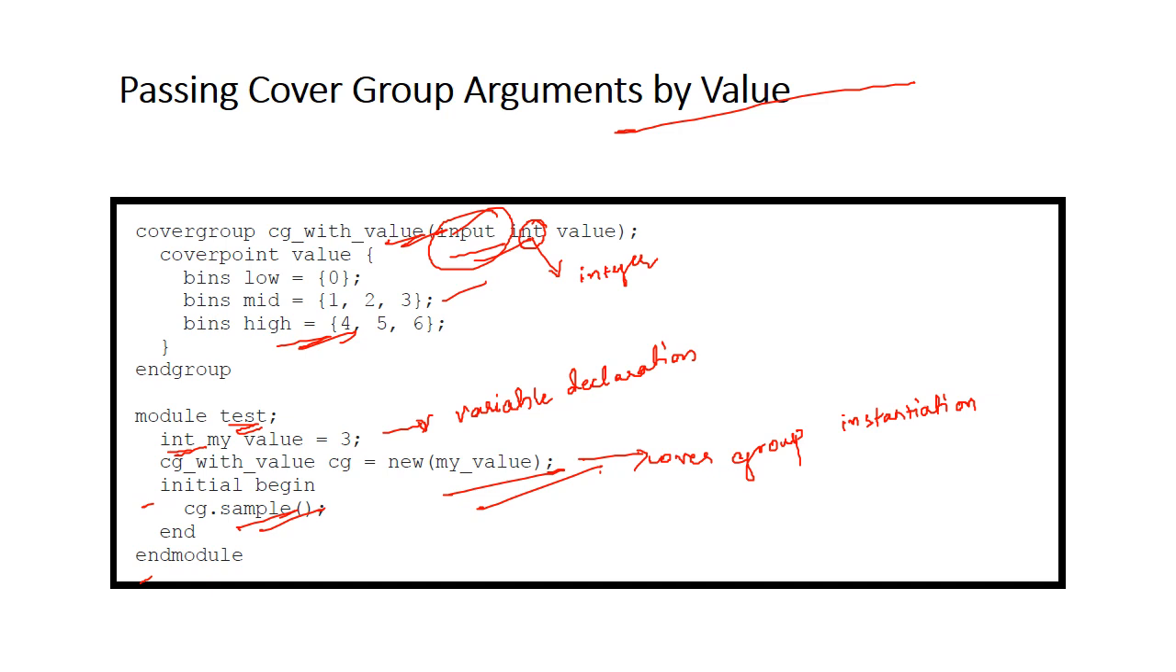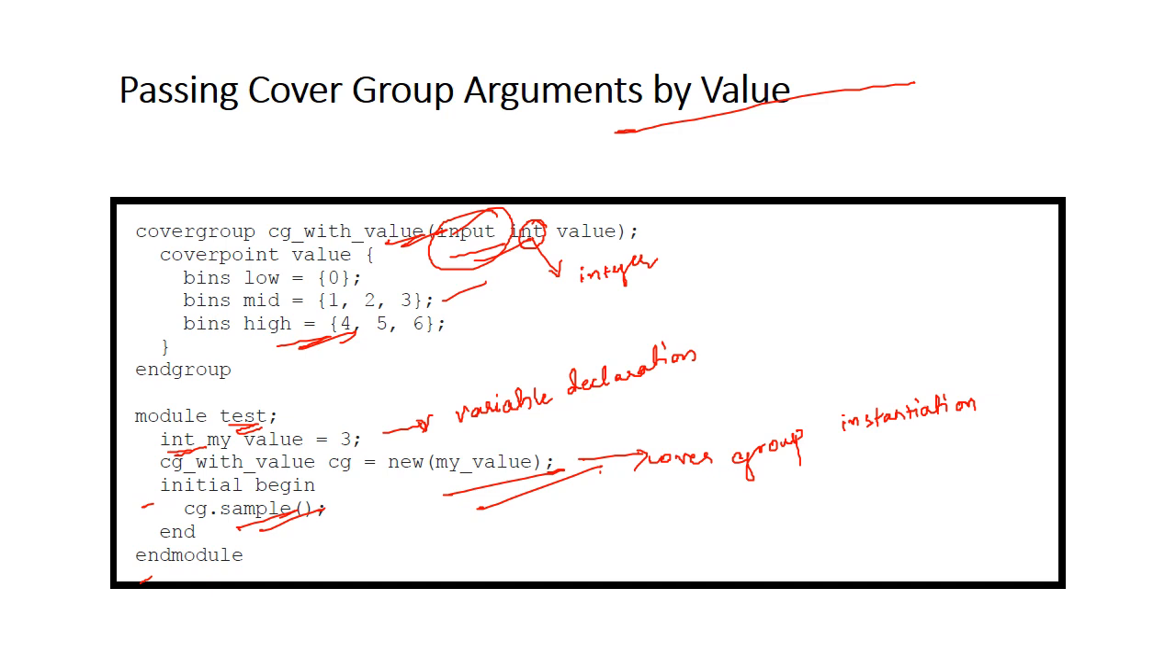And then we have an initial block over here. This block is going to contain the initial procedural code that runs at the start of the simulation. So here you can see the sampling, cg.sample, which is calling the sample method to capture the current value of my_value for the coverage.